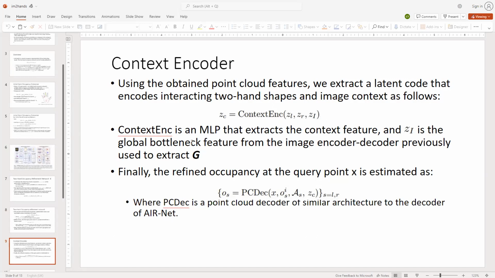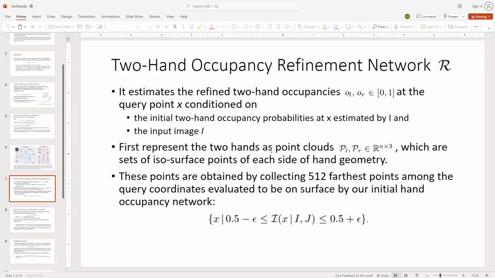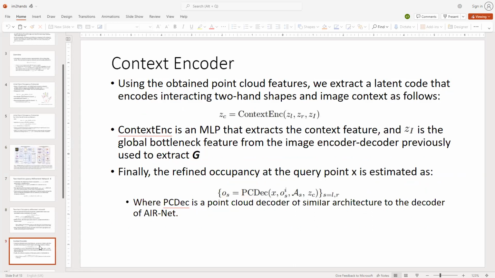So this context encoder is also an MLP that extracts the context feature, and this latent vector for the image is just the global bottleneck feature from the image encoder-decoder previously used to extract G. So this latent image vector would be this vector right over here, in between within the encoder-decoder architecture.